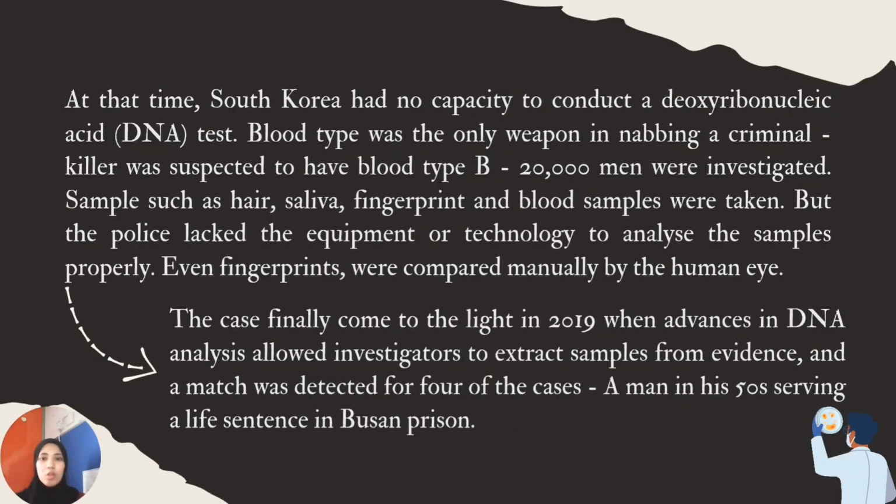At that time, South Korea had no capacity to conduct a DNA test. Blood type was the only weapon in nabbing a criminal, and in this case, the killer was suspected to have blood type B. As a result, 20,000 men were investigated. Samples such as hair, saliva, fingerprints, and blood were taken. But the police lacked the equipment or technology to analyze the samples properly, and even fingerprints were compared manually by the human eye at that time.